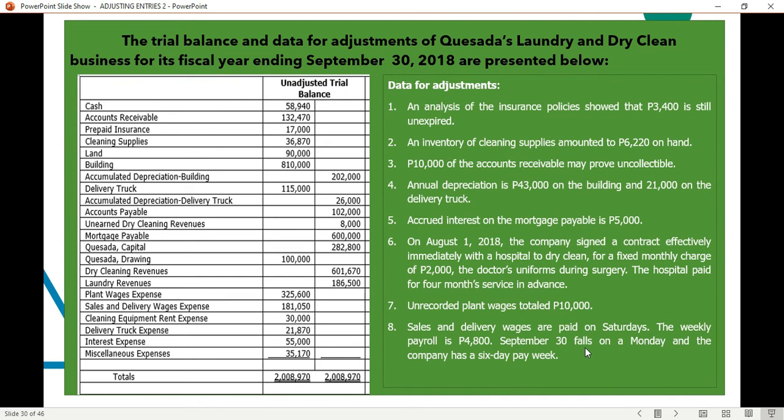Okay, and then it's stated that September 30 falls on Monday. Actually, there is only one day that has to be recognized, no? That is September 30 only, because if that is Monday, then the next payday falls on Saturday, which would be October already. So for the month of September, we only accrue sales and delivery wages good for one day, September 30.